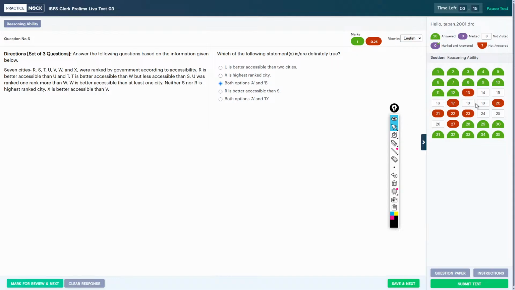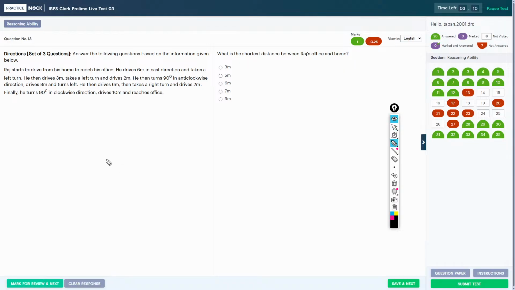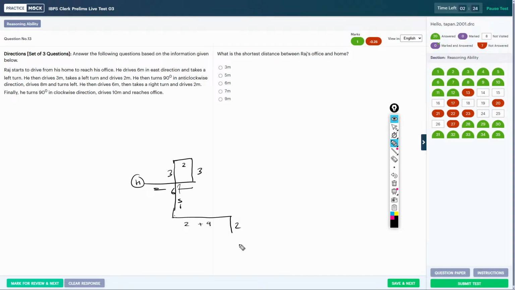Okay, now this one was done. This one: Hari starts driving from his home to his office. He drives 6 meters east, takes a left turn 3 meters, takes another left turn 2 meters, 90 degrees anticlockwise, meaning left direction, drives 8. So 3 and 5 also here. Left turn, drives 6. Then takes a right turn and 2. Finally takes a 90-degree clockwise turn, so right side, and drives 10. So office is here.